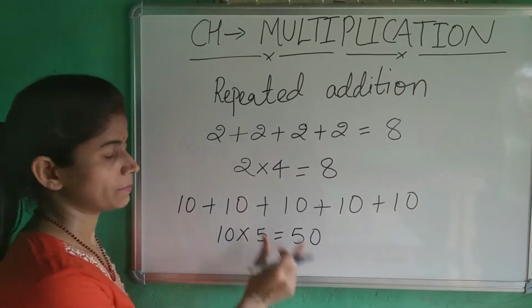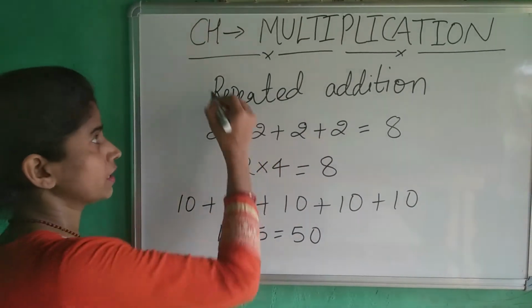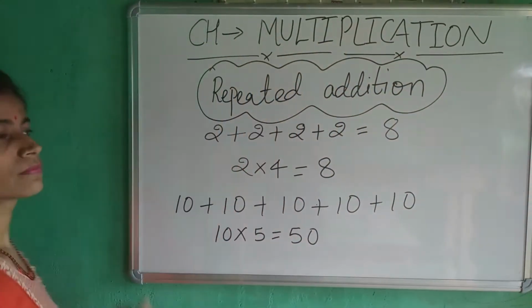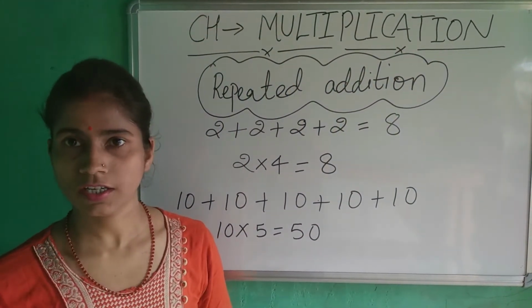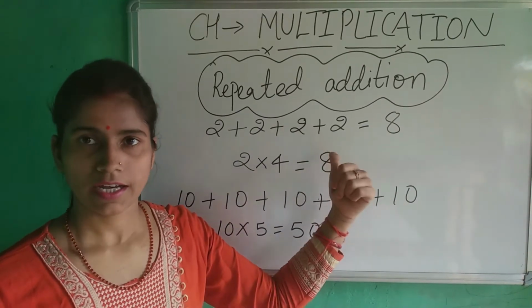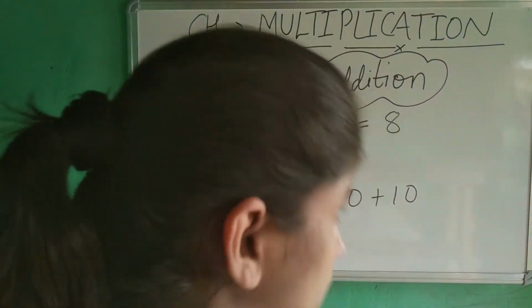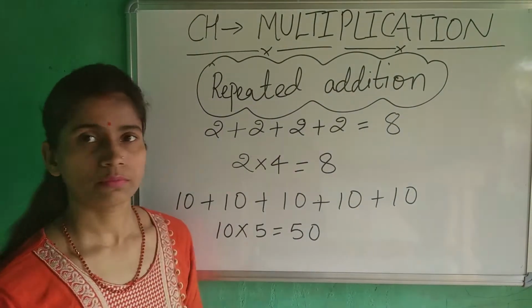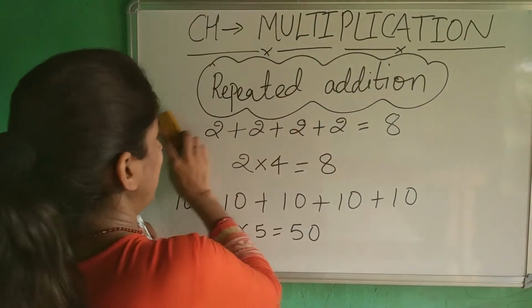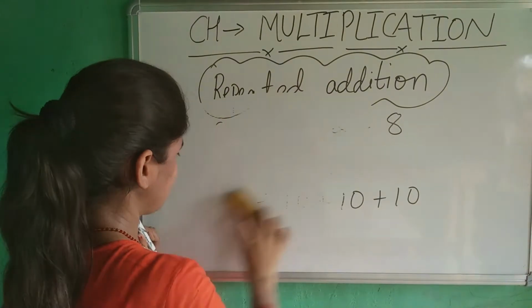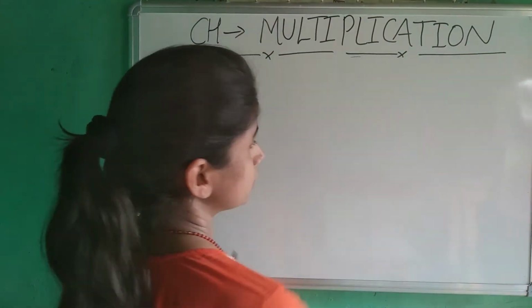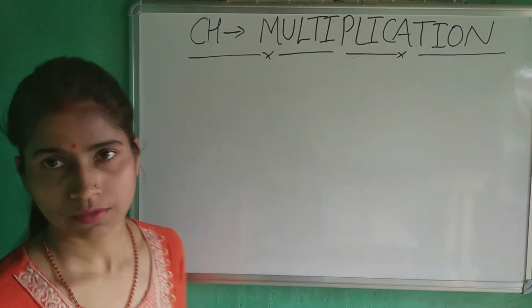So what is multiplication? Multiplication is nothing, it is repeated addition. Now let's move to the parts of multiplication. How many parts of multiplication are there? Actually, there are 3 parts of multiplication.